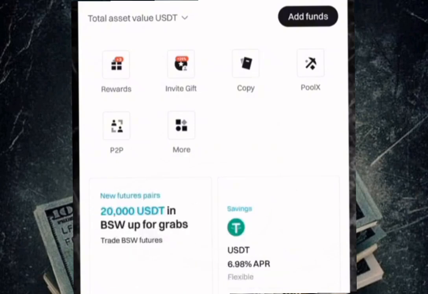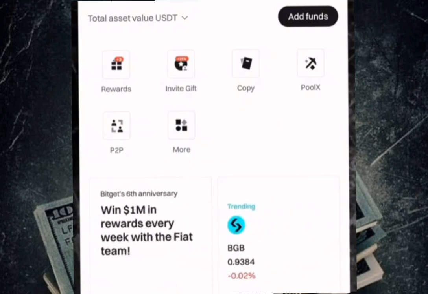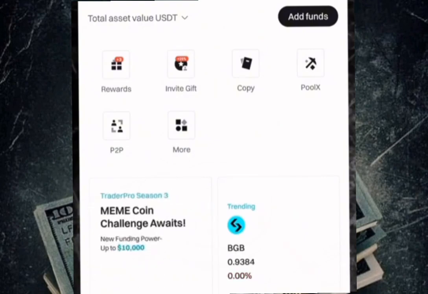Now, I've been using the Bitget app for about 2 months, and I can say it is one of the best crypto trading apps to use for your futures trading out there. It is one of the top 3, I can say, and it is very good for beginners. So if you're a beginner in crypto trading and you're looking for a good app to use for futures trading, I would highly recommend you use the Bitget app.